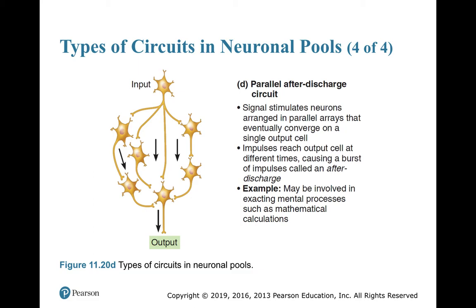Parallel after discharge circuits means you have a single stimulus to neurons arranged in parallel arrays that eventually converge, so coming in, diverging, but converging again to a single output. So mathematical calculations, here's your, if you will, your math problem. You go through all kinds of different permutations, but you end up with a single output. More than one way to solve the problem.